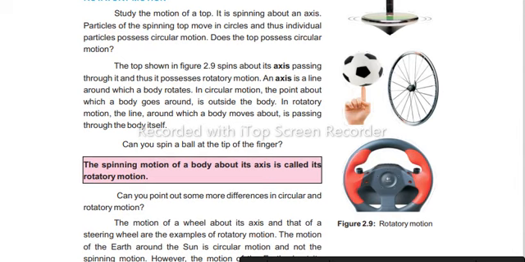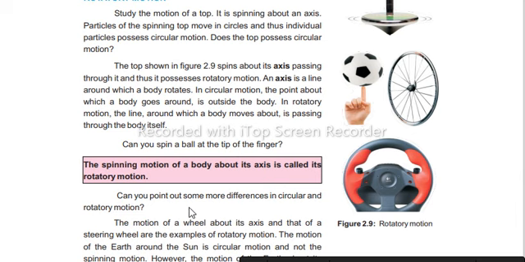An axis is a line around which a body rotates in a circular motion. In circular motion, the line about which a body goes around is outside the body. In rotatory motion, the line around which a body moves passes through the body itself. Can you spin a ball at the tip of your finger? This is also a spin motion. The spin motion of a body about its axis is called rotational motion.